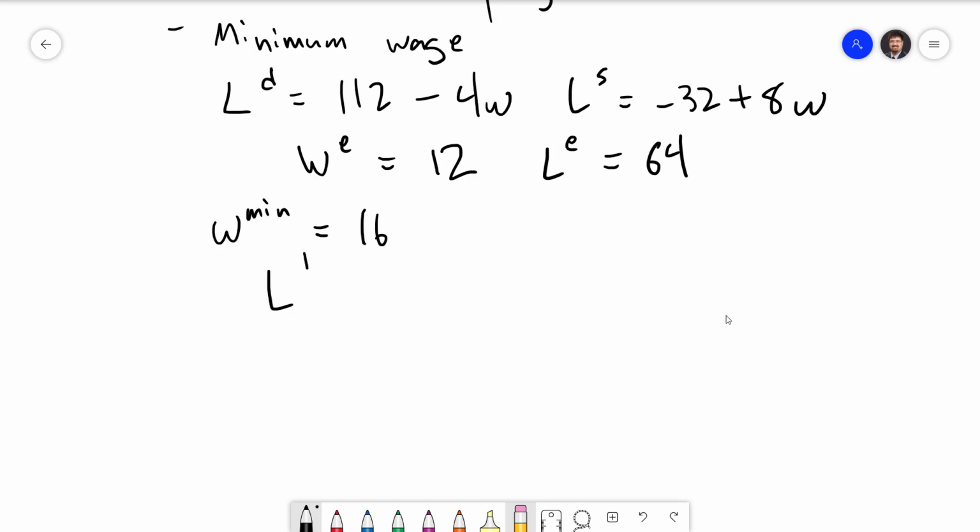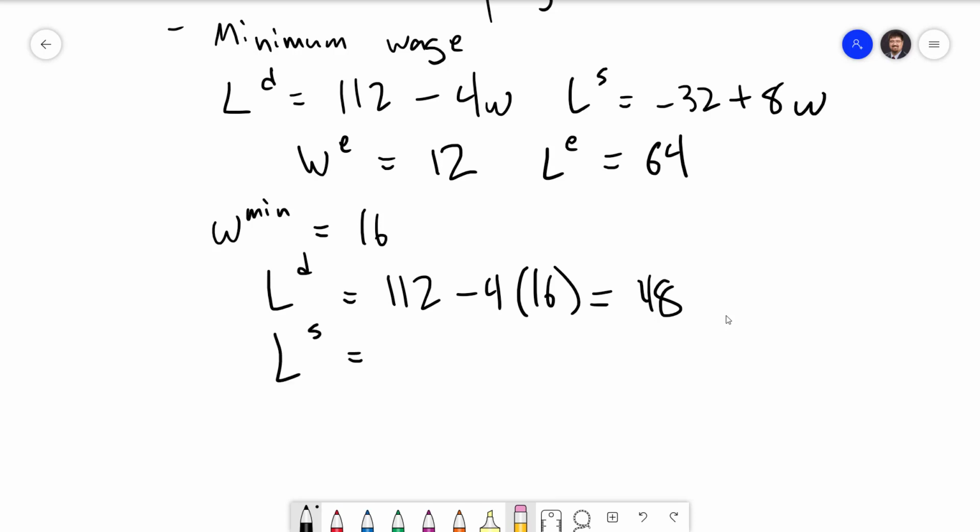The amount of labor demanded will be 112 minus 4 times 16, which is 48. Notice that's lower than the equilibrium. And labor supplied will be negative 32 plus 8 times 16, which is 96.